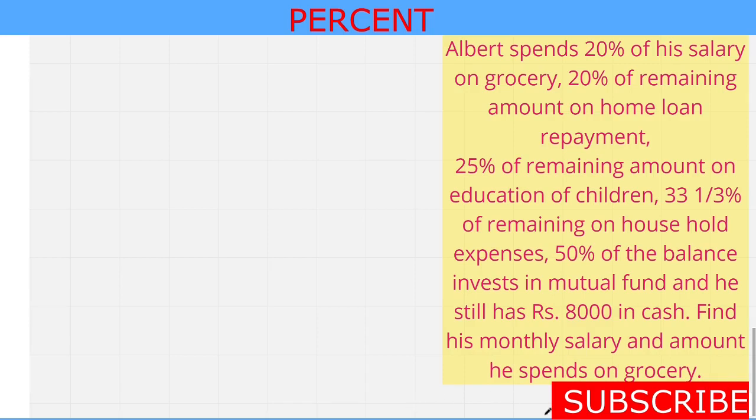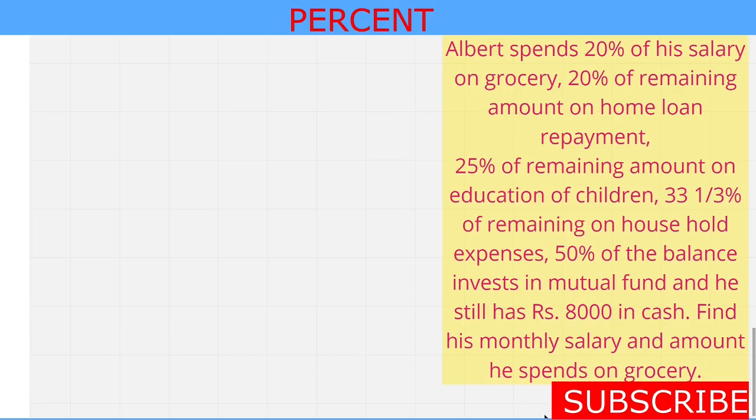Here remaining is important. For calculating remaining, after each expense, whatever is the remaining amount, we have to calculate percent on that remaining amount. So it is just like successive discount. As we solve the questions of successive discount, similarly we have to solve the question of such type in which we have to calculate the percentage on remaining amount. Remaining is important here. So let us solve this question.